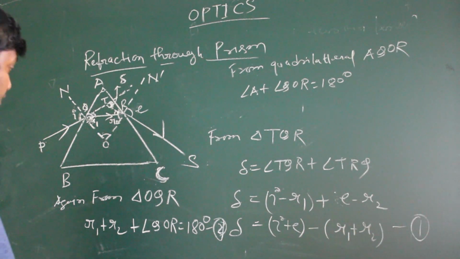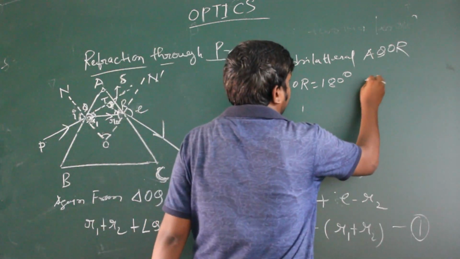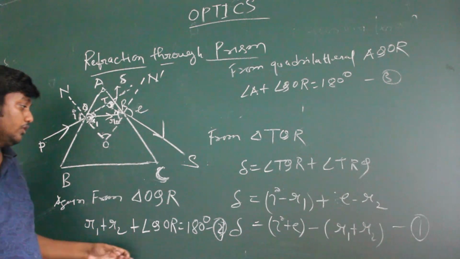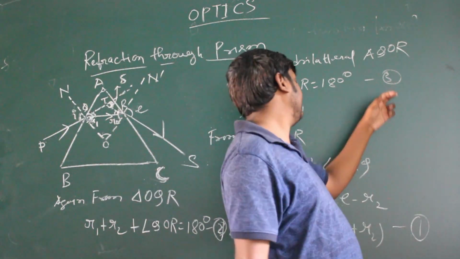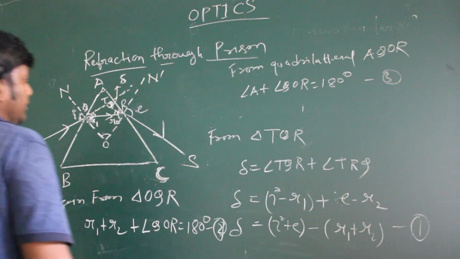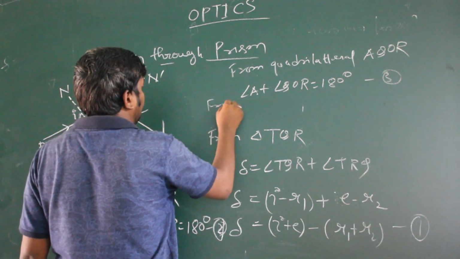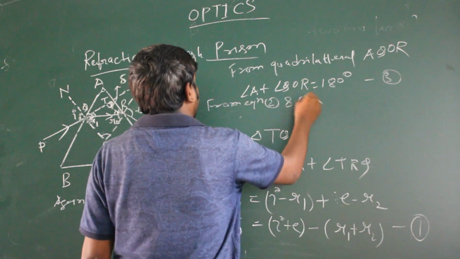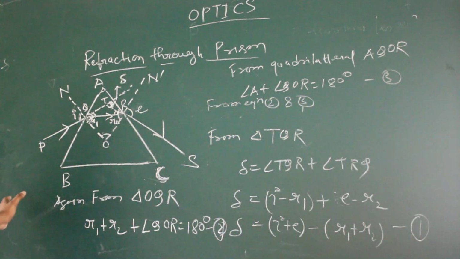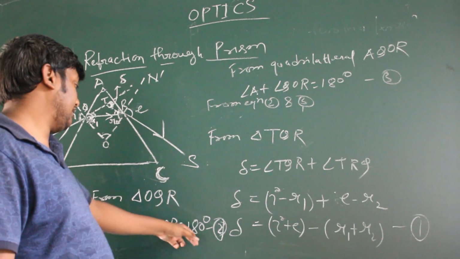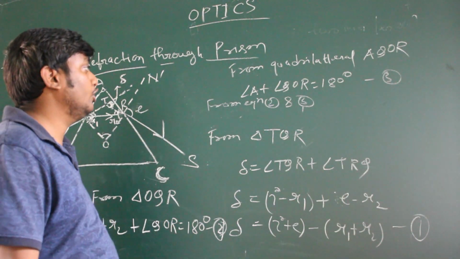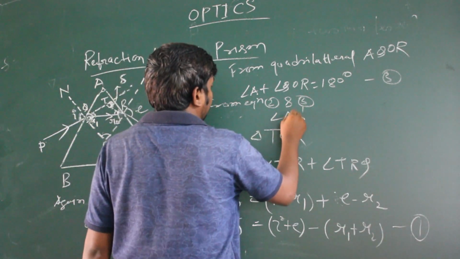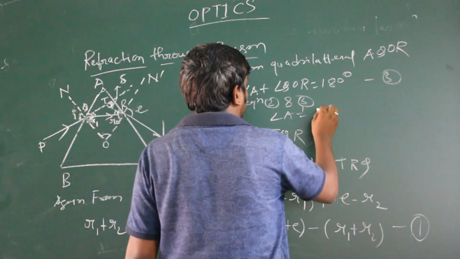Now, give it equation number 3. Now see, from equation 2 and 3, what can we write? From equation 2 and 3, you can see here the left hand side R1 plus R2 plus QR is 180 degrees. Here A plus QR equals 180 degrees. So from these two equations we can write A equals R1 plus R2.